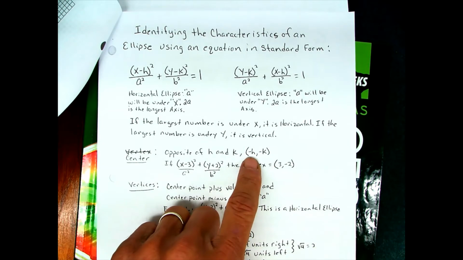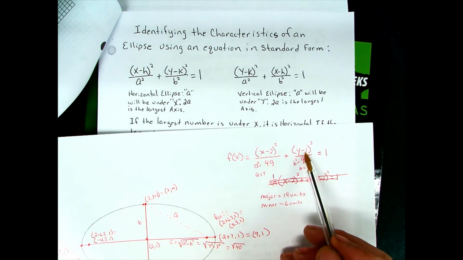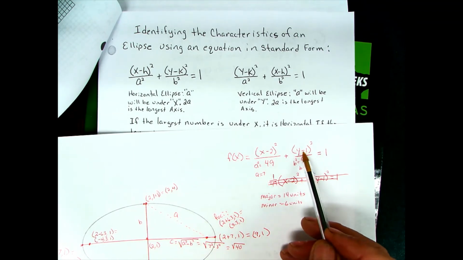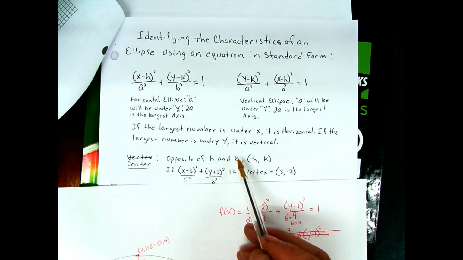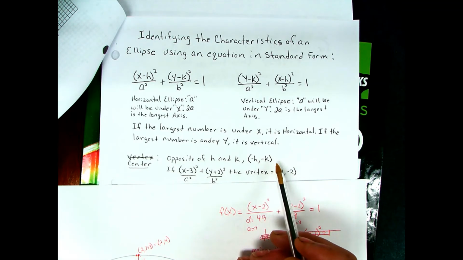H and k, the opposite of h, the opposite of k means here's h, here's k. Take the opposite of negative 2, it's positive 2. Take the opposite of negative 1, positive 1. That's what I mean about opposite h, opposite k.